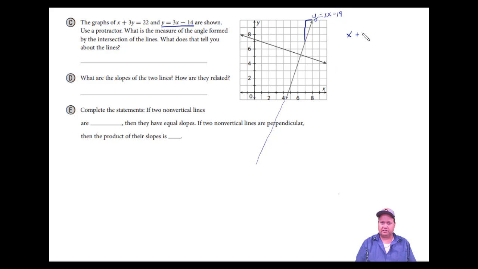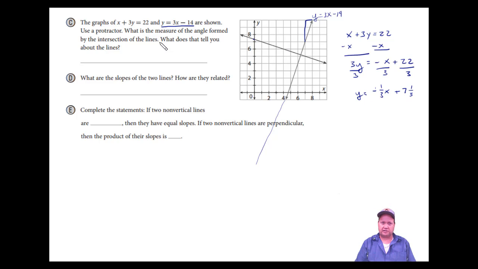And just to convince you, if we take x plus 3y equals 22 and solve that for y to get it in slope-intercept form, we divide by 3. And 3 goes into 22, 7 1/3 times. And that right there is 7 1/3. There's your y-intercept. It's got a negative 1/3 slope. And there you go. We have these two lines.